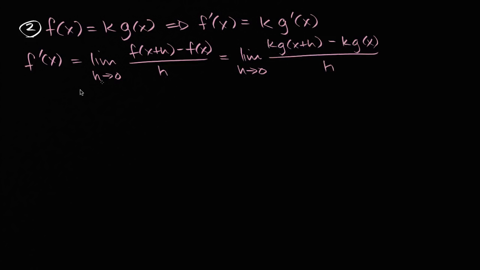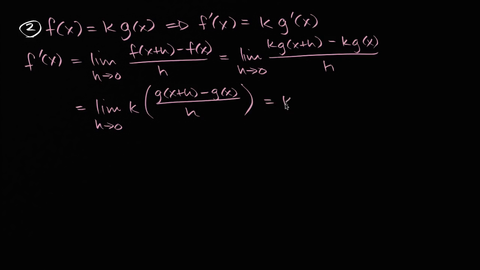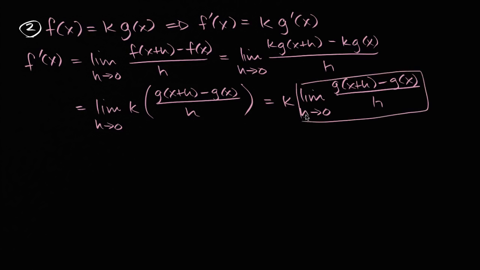And then you can factor the k out. This is going to be equal to the limit as h approaches 0 of k times g of x plus h minus g of x, all of that over h. All I did is factor that k out. And we know from our limit properties that this is the same thing as k times the limit as h approaches 0 of g of x plus h minus g of x, all of that over h. And of course, all of this is just g prime of x. So this is equal to k times g prime of x.